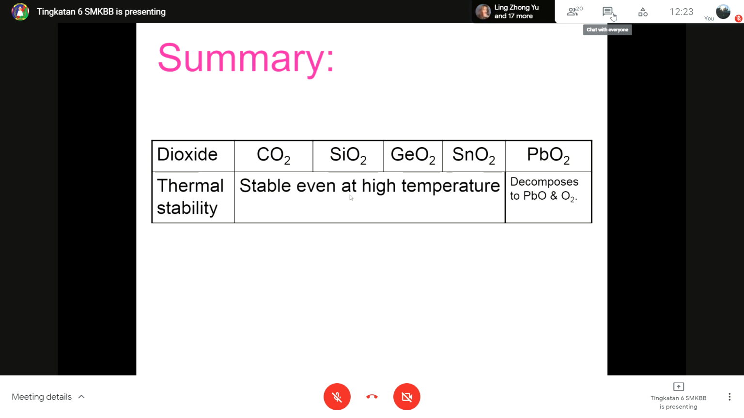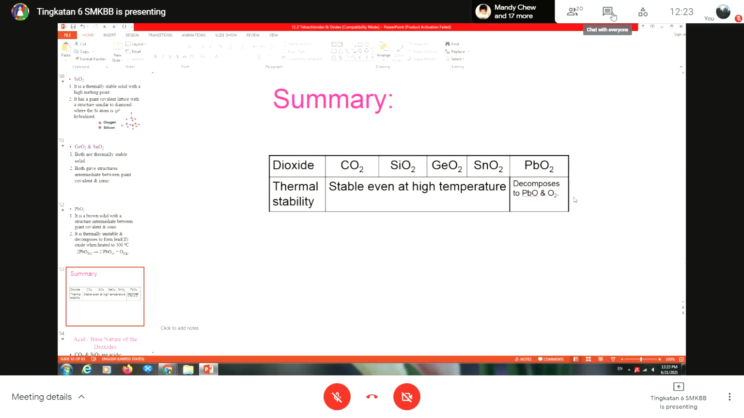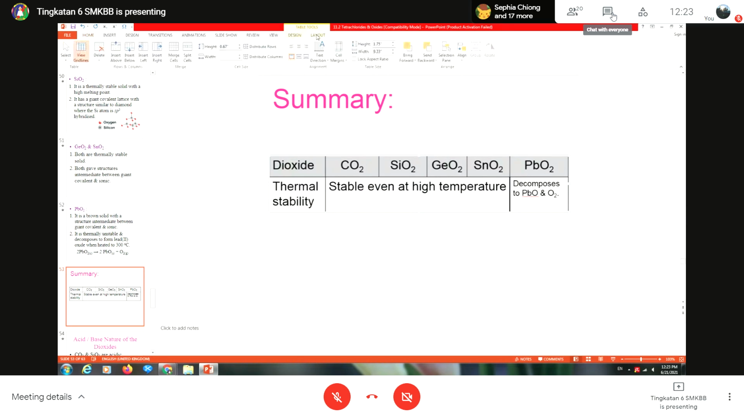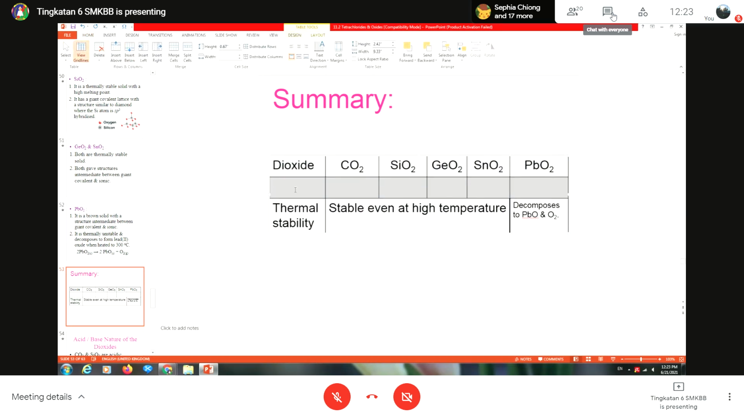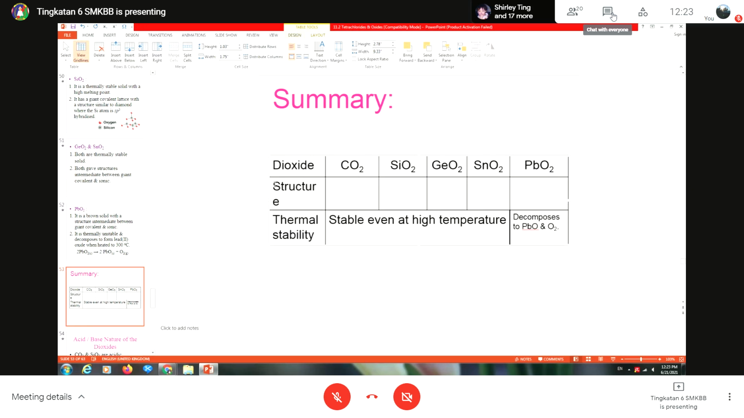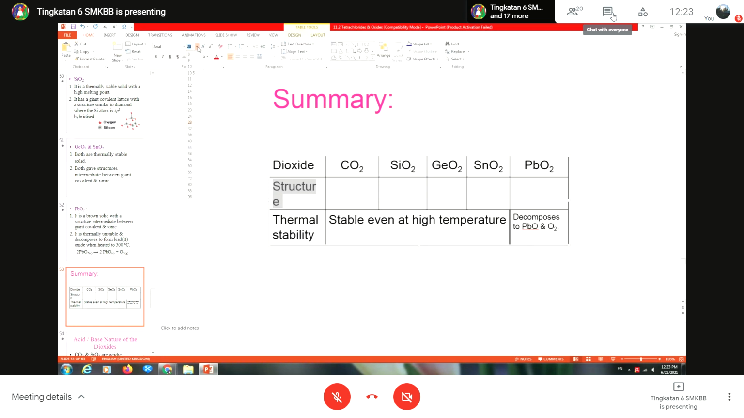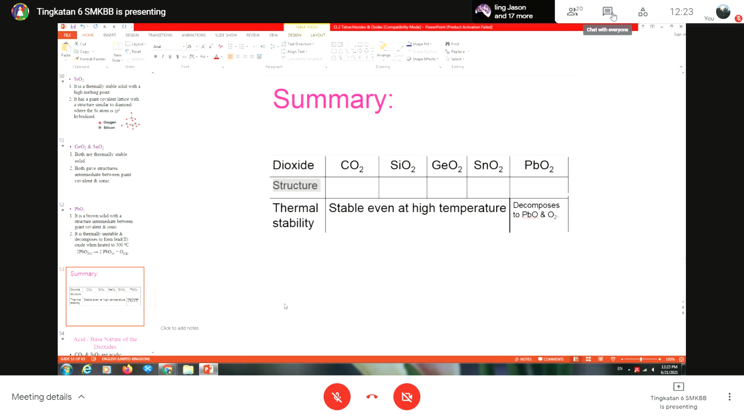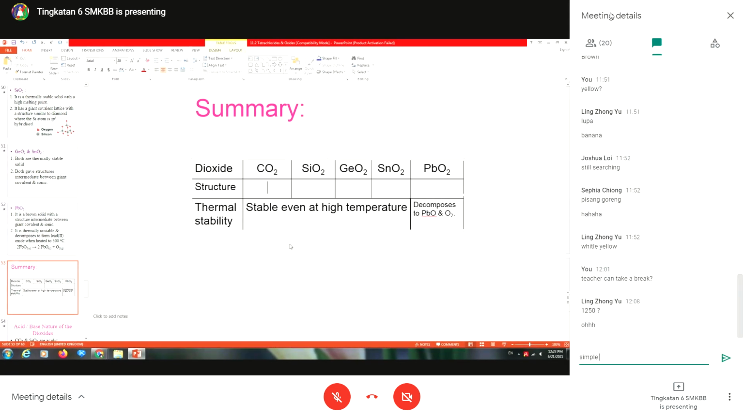Of course, in terms of structure, if you want to include it. So what is the structure for CO2? Oh, sorry, CO2, I mean carbon dioxide. Kevin, answer.